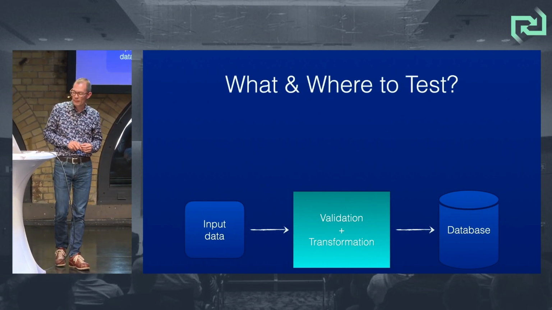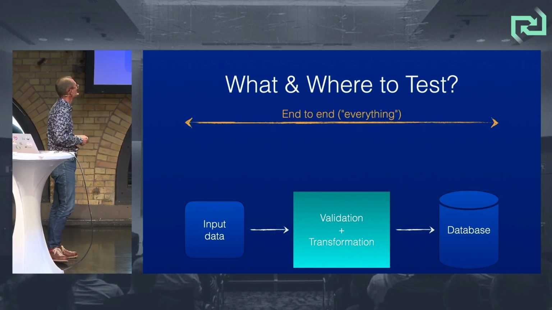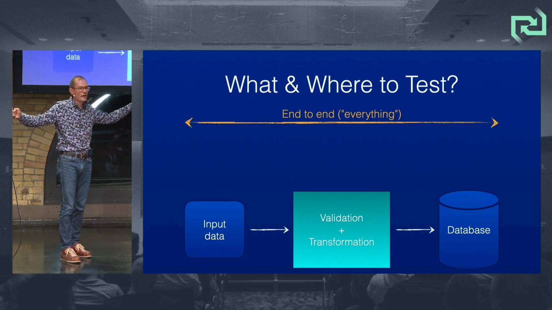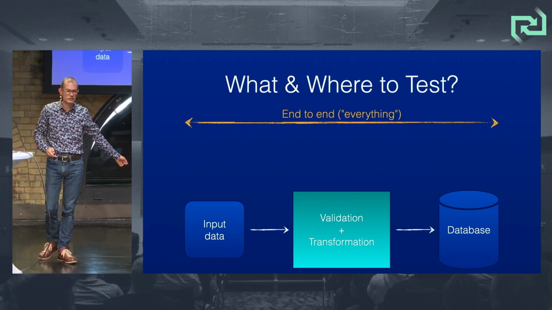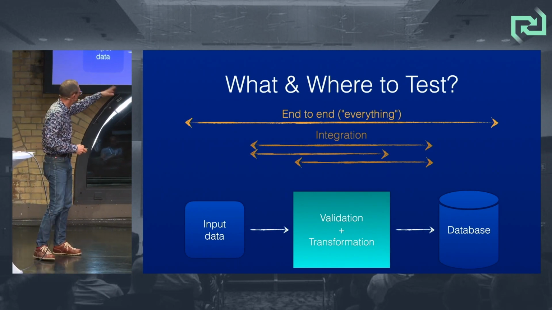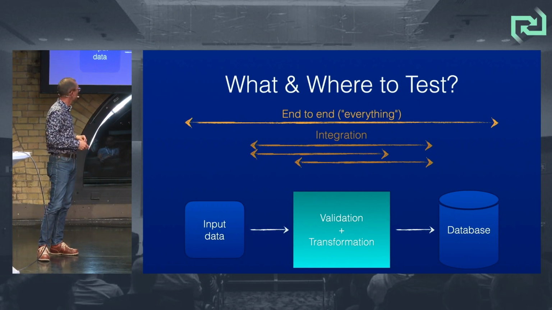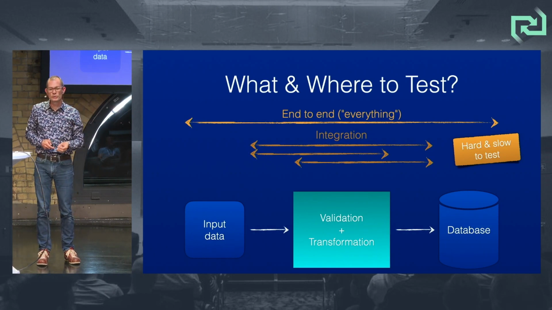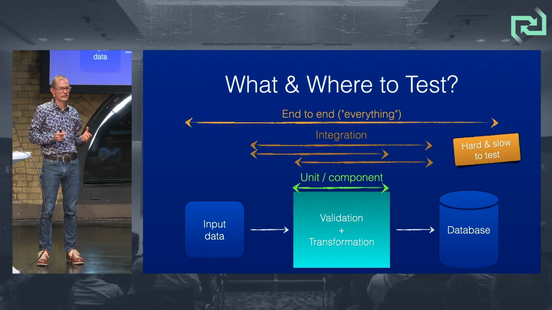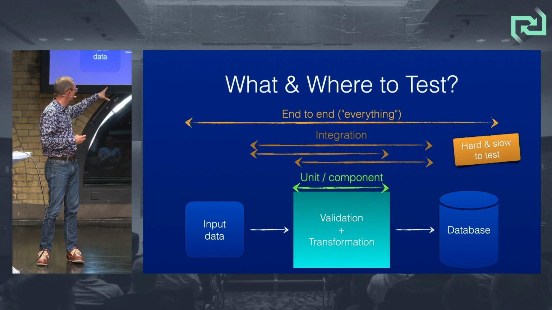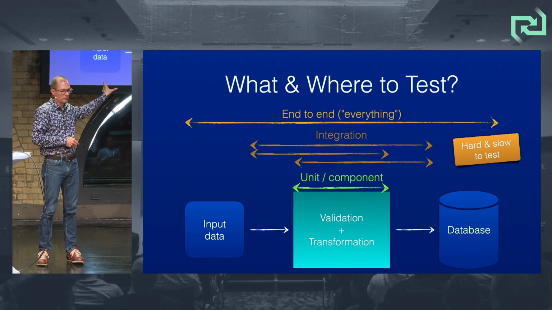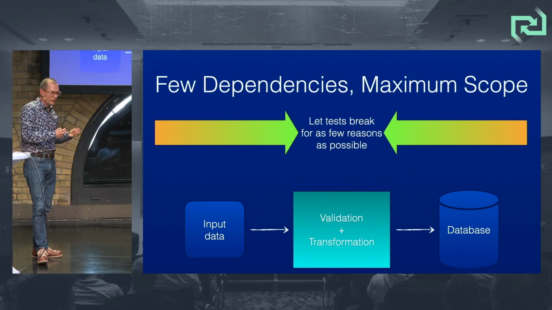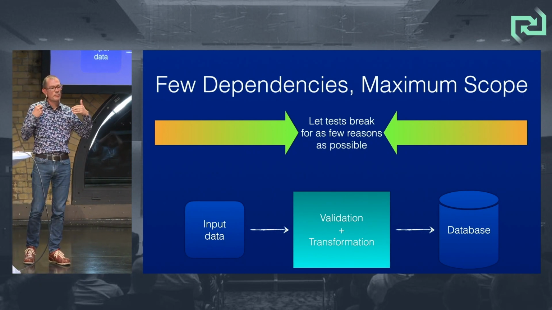What and where can we test? Looking at this process, I can test everything end to end. That's the hardest part, because I've got lots of dependencies to test. I can do some integration testing, maybe all the integration I need, or just parts of it. It's easier, but both ways are still hard and usually slow to test because we've got too many dependencies. And then we've got unit and component testing, or say the testing of our validation and transformation. And this one can usually be fast. The trick will be, if we take these ideas of what's hard to test and what's slow to test, let's take as few dependencies as possible, and let's test the maximum scope that's possible.